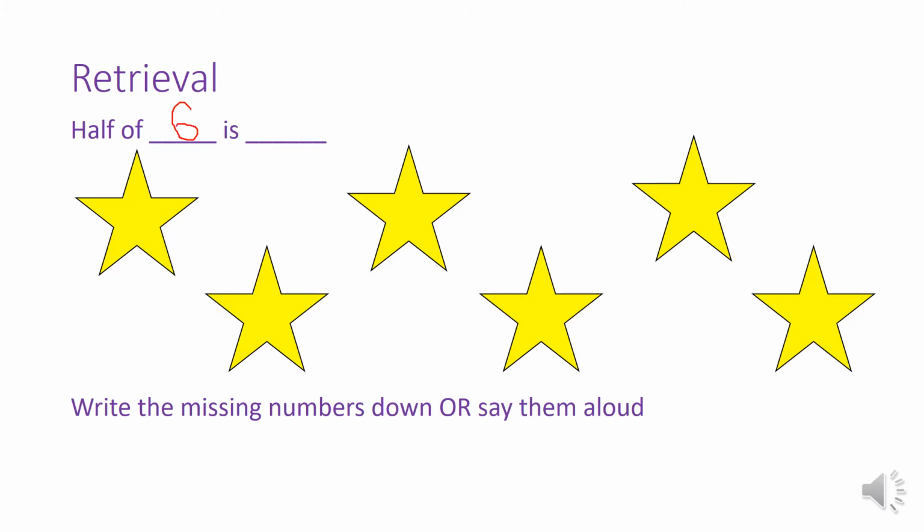Half of 6 is, so you now might need to work this out. So you need to make your two groups and to split the 6 stars equally. So you might want to draw a picture or you can work it out using your head. Half of 6 is 3. Well done. Brilliant.